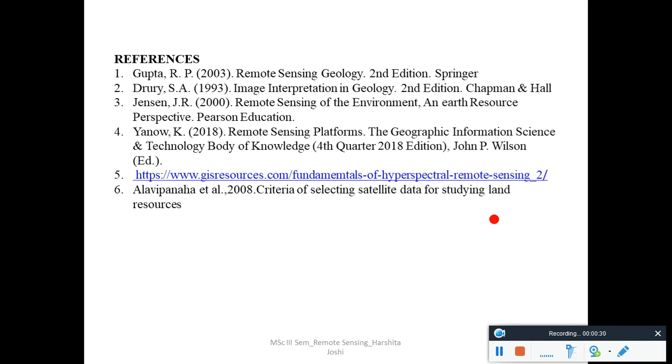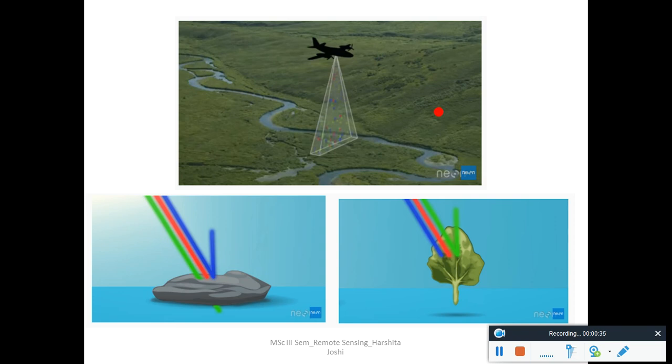Okay, these are various references that I've used while making this presentation. So till now you are very well aware that there is a platform which has a sensor. That sensor senses the electromagnetic energy which is reflected from the surface with which it interacts. Some part of the electromagnetic energy gets transmitted, some gets absorbed and some gets reflected. So this some part is a particular wavelength. That particular wavelength represents the amount of energy which is getting reflected, absorbed or transmitted.